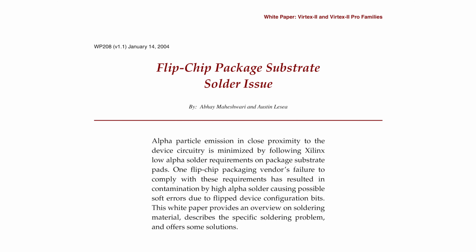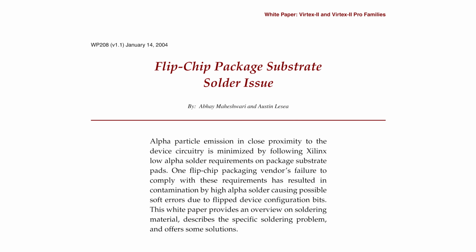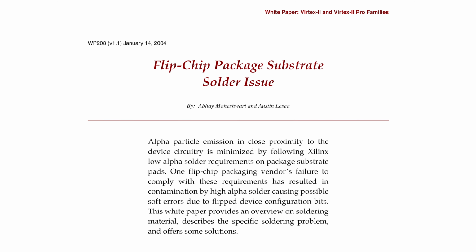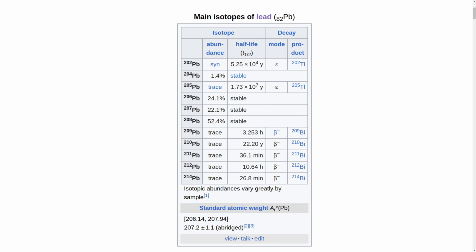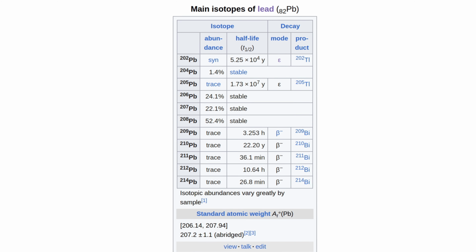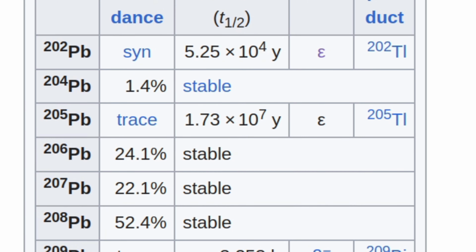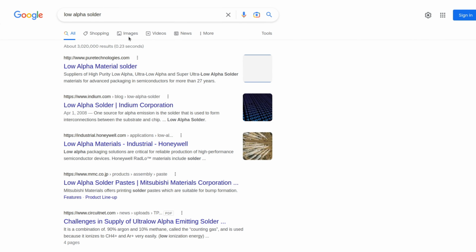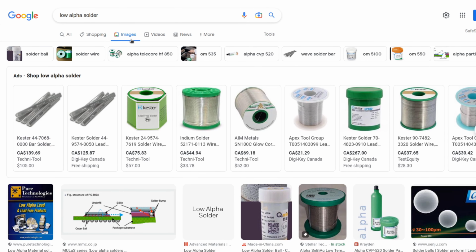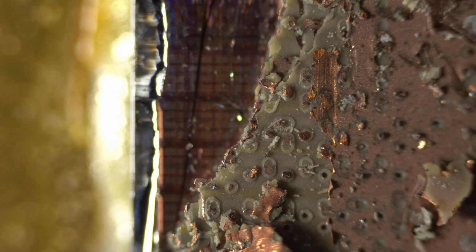In 2004, a white paper was published that describes how the solder materials that are used to connect the chip to the outside world can also become a source of radiation. Natural lead contains trace amounts of radioactivity and can therefore become another source of alpha particles. For this reason, there's a product term called low alpha solder that addresses this exact issue. The need for low alpha solder is particularly important for the flip chip method, where the solder can make direct contact with the exposed surface of the chip itself.